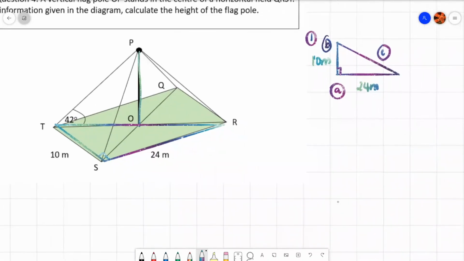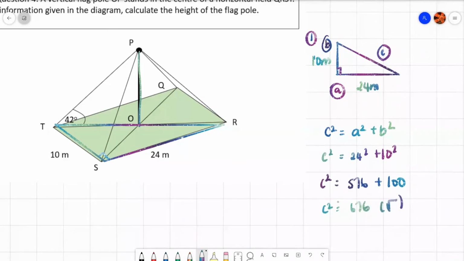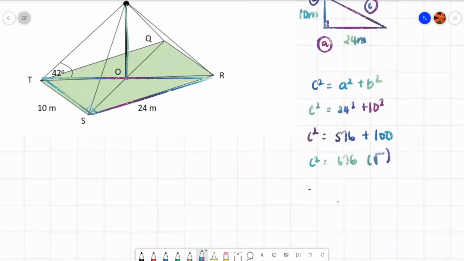Okay, so let's use Pythagoras for that. C squared equals A squared plus B squared. C squared equals 24 squared plus 10 squared. C squared equals, well, 24 squared is 576 plus 100. Okay, C squared equals 676. I've got to square root that now. Okay, square root my answer, and I end up with 26 meters exactly. Okay, so that there is 26 meters.